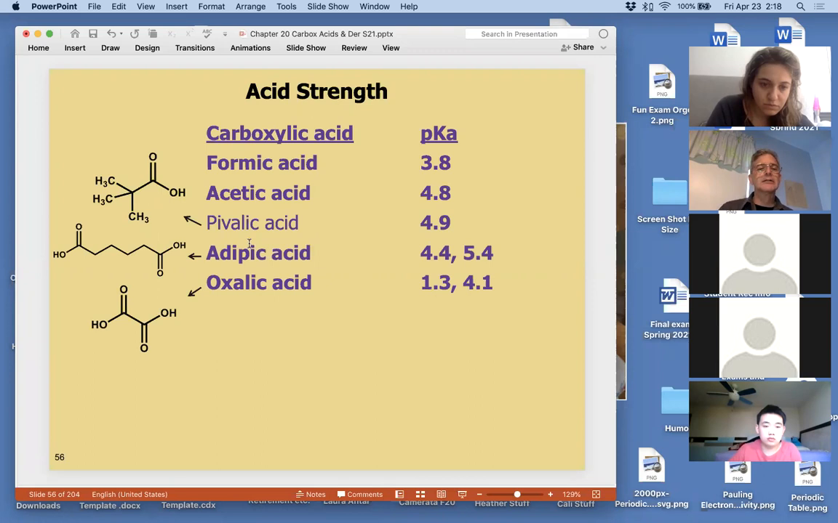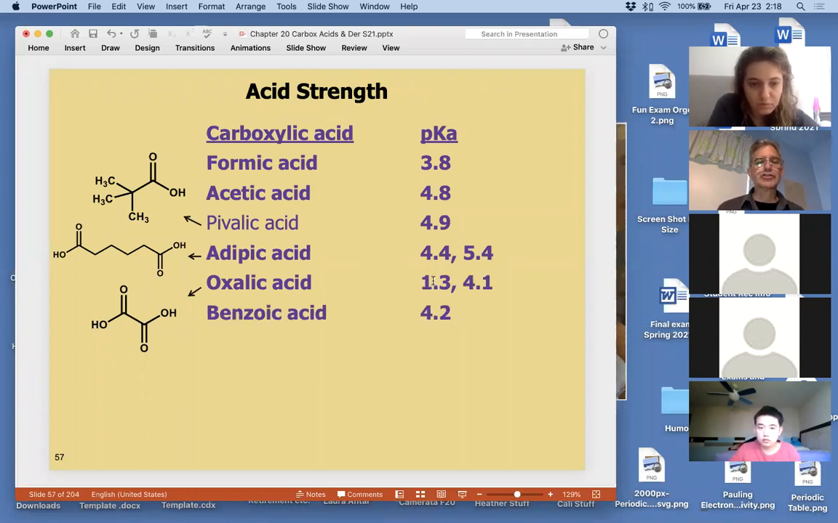Adipic acid and oxalic acid are two dicarboxylic acids, and I want to spend some time talking about their pKa's. Notice that adipic acid has two pKa's that are close together. Oxalic acid has two pKa's that are quite a bit more acidic. So we've got to understand this, okay?